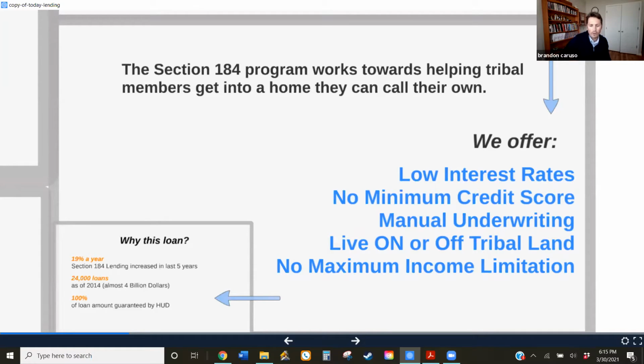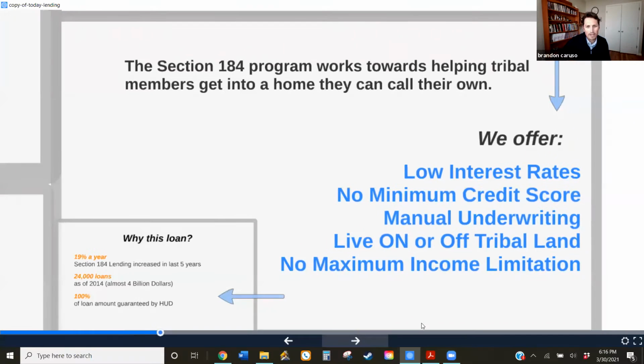So again, you can live on or off tribal land, and there is no maximum income limitation. And that's important because a lot of tribal programs do, and that's your classic roadblock for a medium to upper income earner. You would think, okay, I just don't qualify for these programs because I make too much money. But with HUD 184, that is not a roadblock. You can make $1 million in a year, and as long as you are a tribal member, you are eligible to apply.